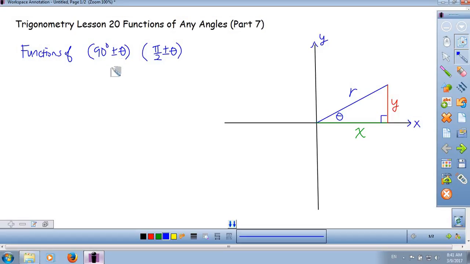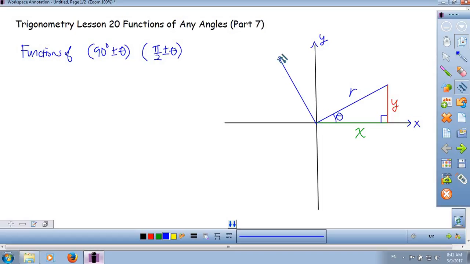Okay, so this is a basic approach of our triangle here. We're going to be seeing this a lot throughout this course, throughout trigonometry. The radius is here. This angle is the angle theta. And this is y, this is x. So what happens when we add 90 degrees to this angle? Let's first of all do 90 degrees plus theta. What happens when we add 90 degrees?